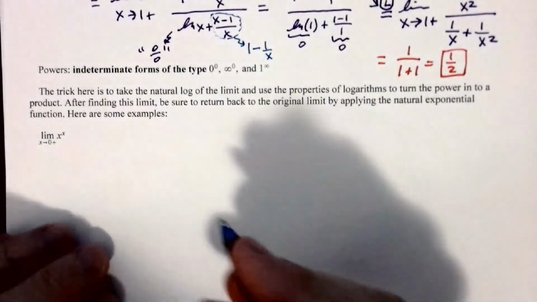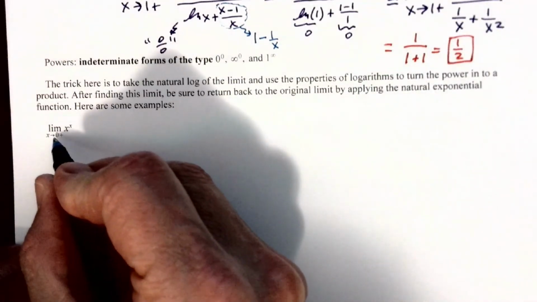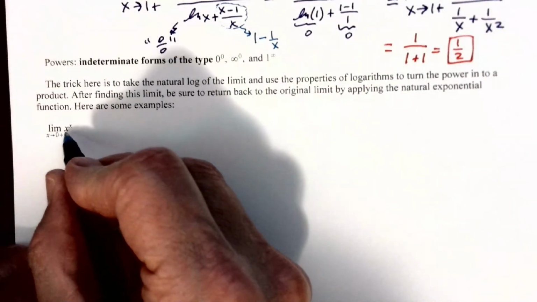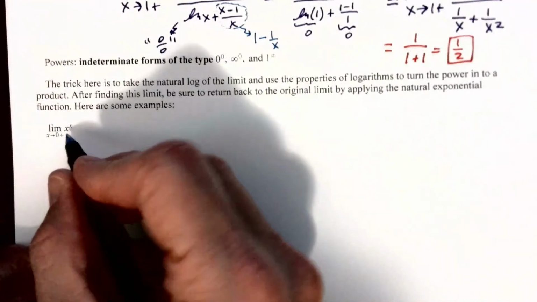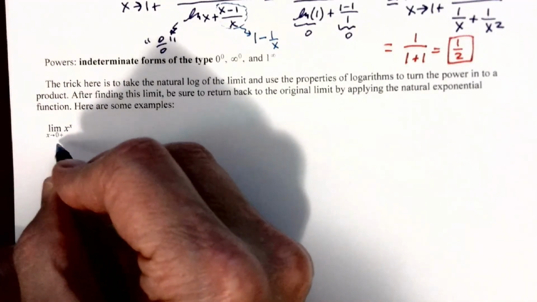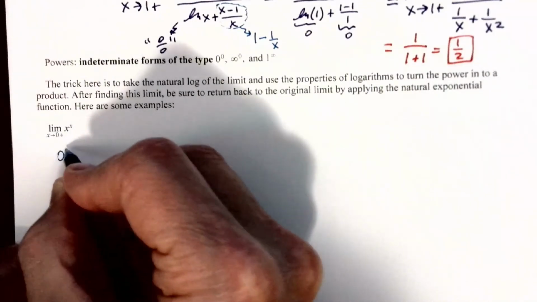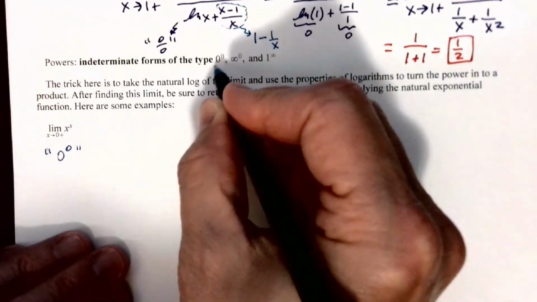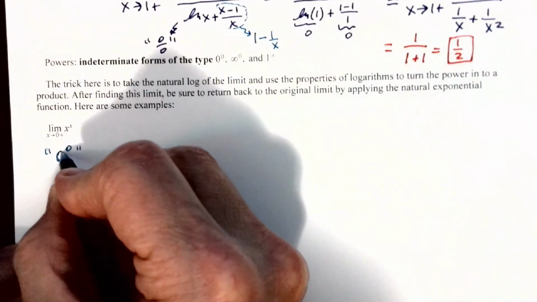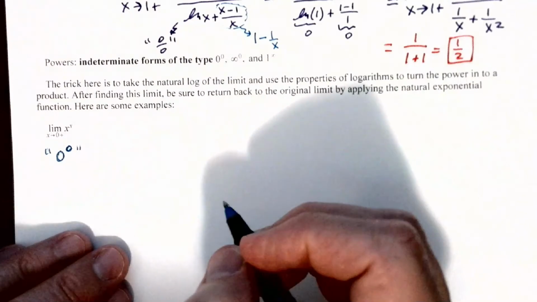So let me show how this works in this one. Now, as x goes to 0 from the positive side, x to the x. So this is an interesting function, x to the x power. Okay, so what do we have here? As x approaches 0, I've got the base going to 0 and the exponent going to 0. Right? That's an indeterminate form, as we talked about up here. The base is trying to make it go to 0, the exponent is trying to make it go to 1.